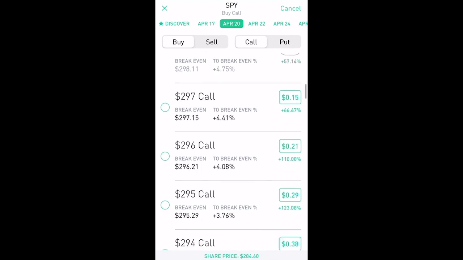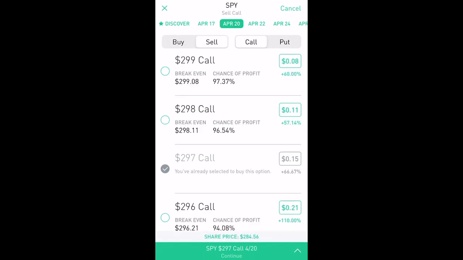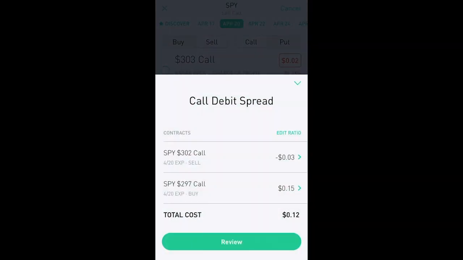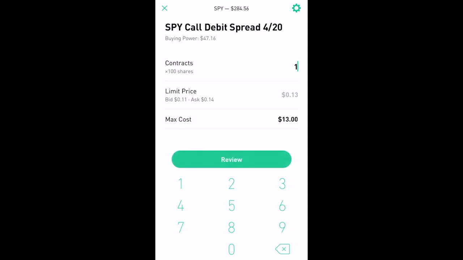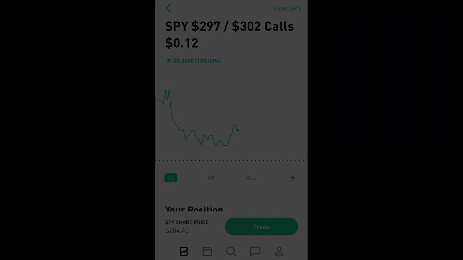Here, I bought a call with a strike price of $297 for 15 cents and then sold a call with a strike price of $302 for 2 cents. Both of these options have the same expiration date. As you can see, a call debit spread was successfully created for a net premium of 13 cents, which therefore cost me $13 in total.